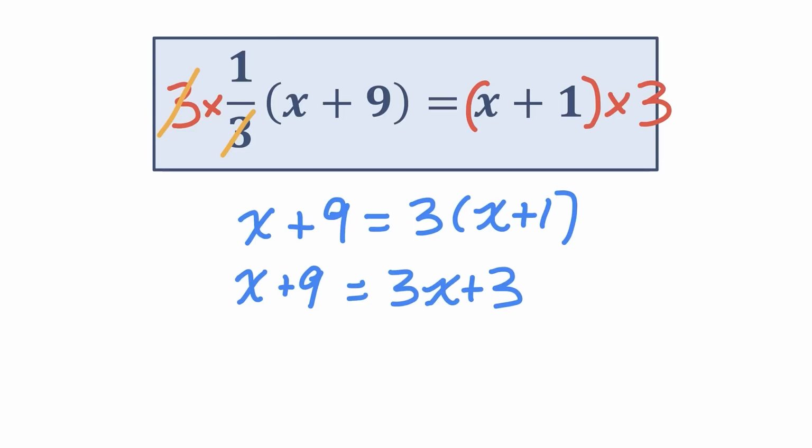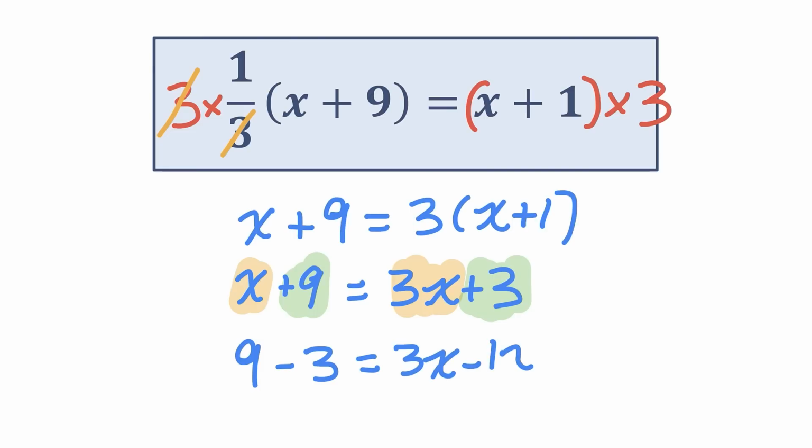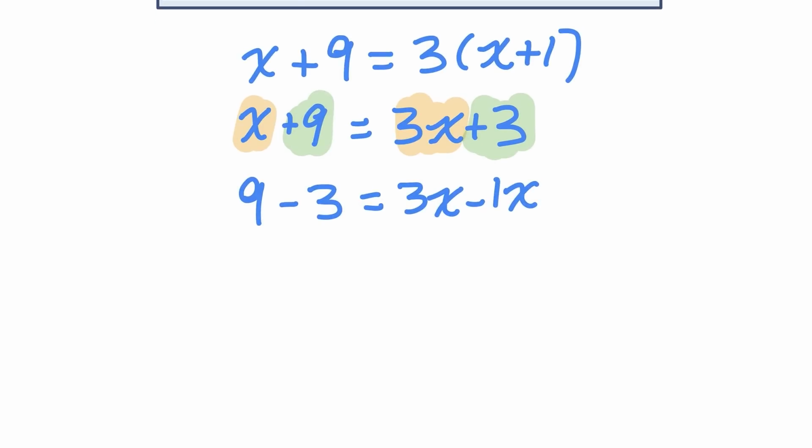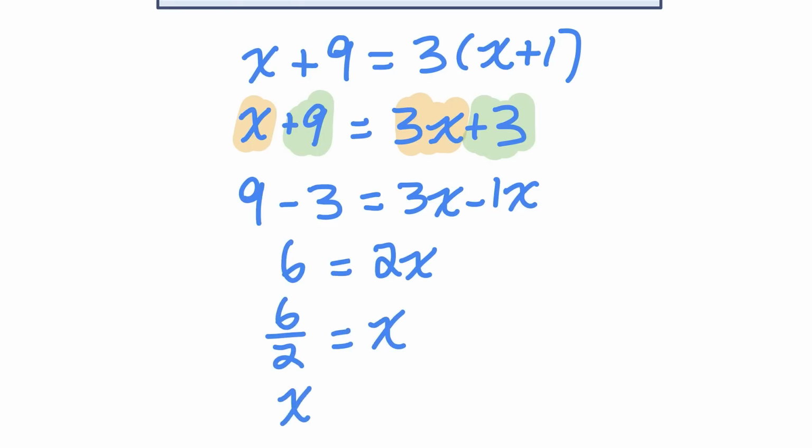Now I want to get both of the variable terms on one side of the equation and both of the constant terms on the other side of the equation. I'll bring the constant terms to the left, so I have 9 minus 3 on the left. The variable terms on the right, I have 3x minus 1x. 9 minus 3 is 6. 3x minus 1x is 2x. I'll isolate the x by doing the inverse of multiplying by 2, which is dividing by 2. So I have 6 divided by 2 equals x. So x is 3.